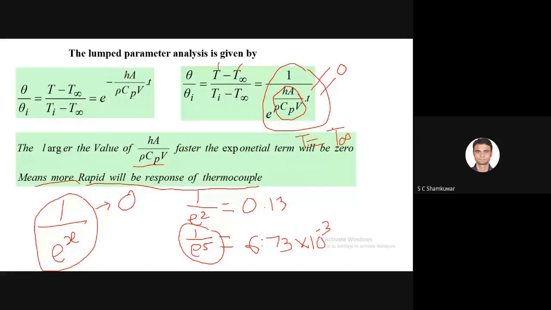Please clear this thing. I think I have cleared it from my side, but if you have any doubt, let me know. First, try to understand why we want this term as 0, because if this exponential term is 0, then T is equal to T infinity. T is the temperature of the thermocouple at any time, and T infinity is the temperature of the fluid for which the thermocouple is used. So T is equal to T infinity without any lag. So for that, we want this term as 0.